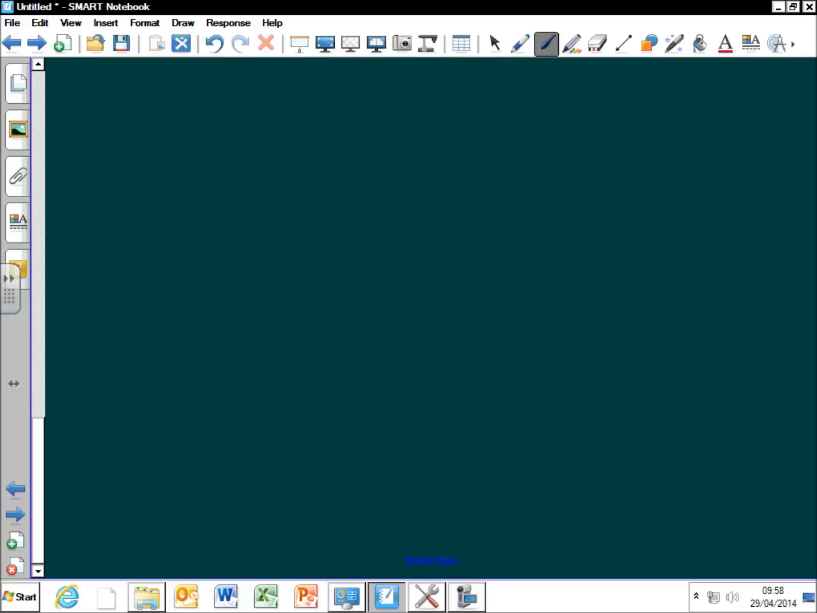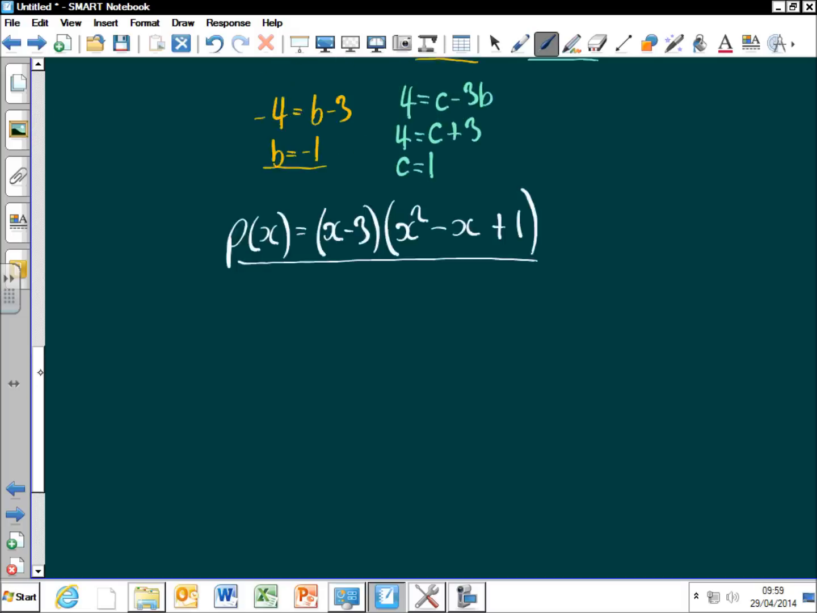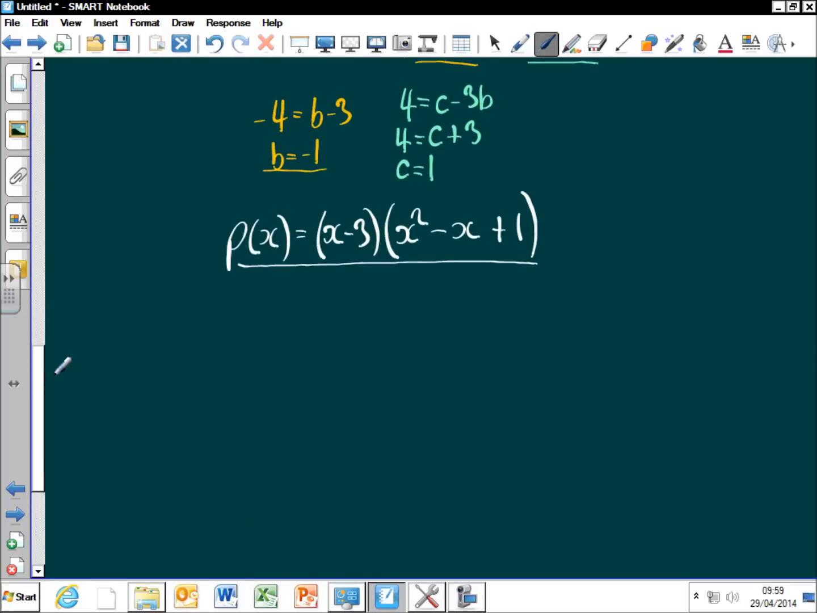And then finally, hence show that the equation has only one real root and state the value of this root. And this is for 3 marks. Okay, so it's saying that this thing has only one real root. Well, here's one real root here. x equals 3 is a real root. So let's put that down. x equals 3 is a real root of P of x. So there's the one real root.